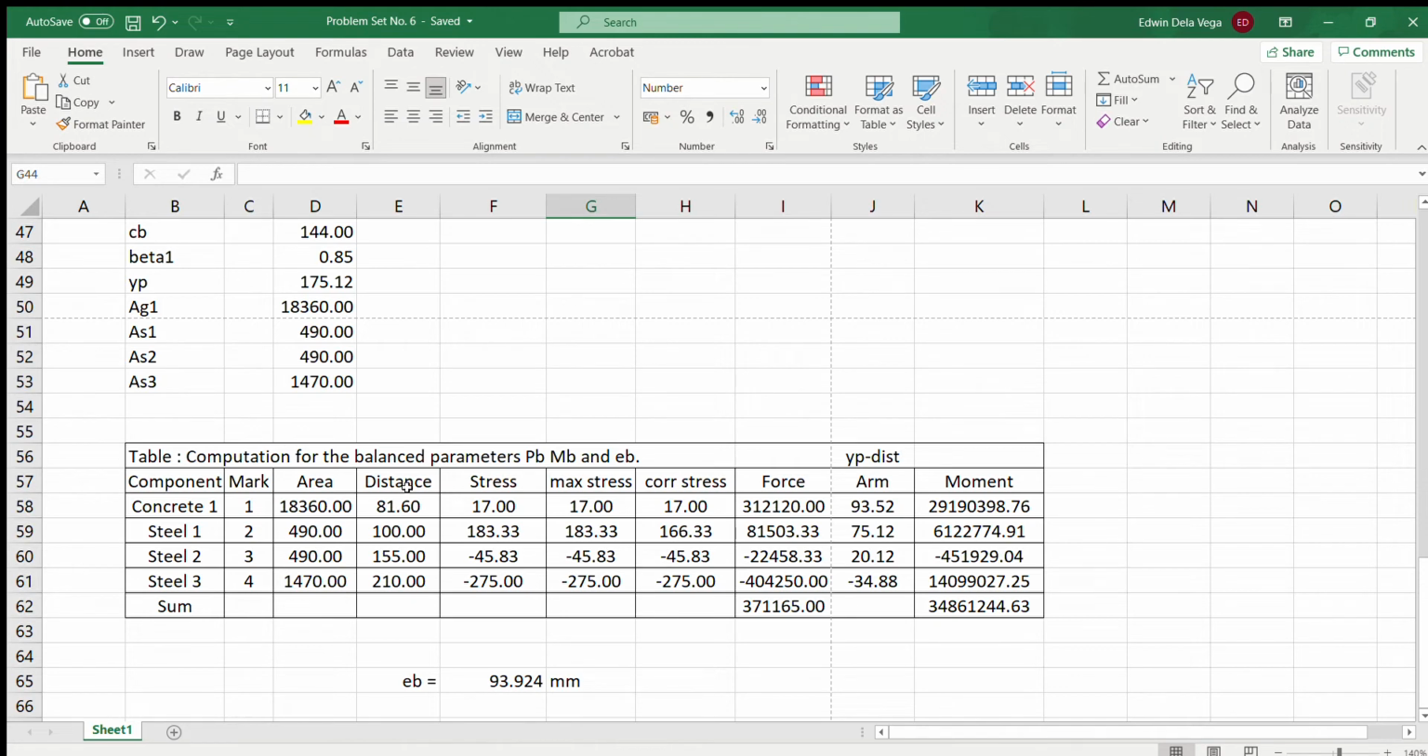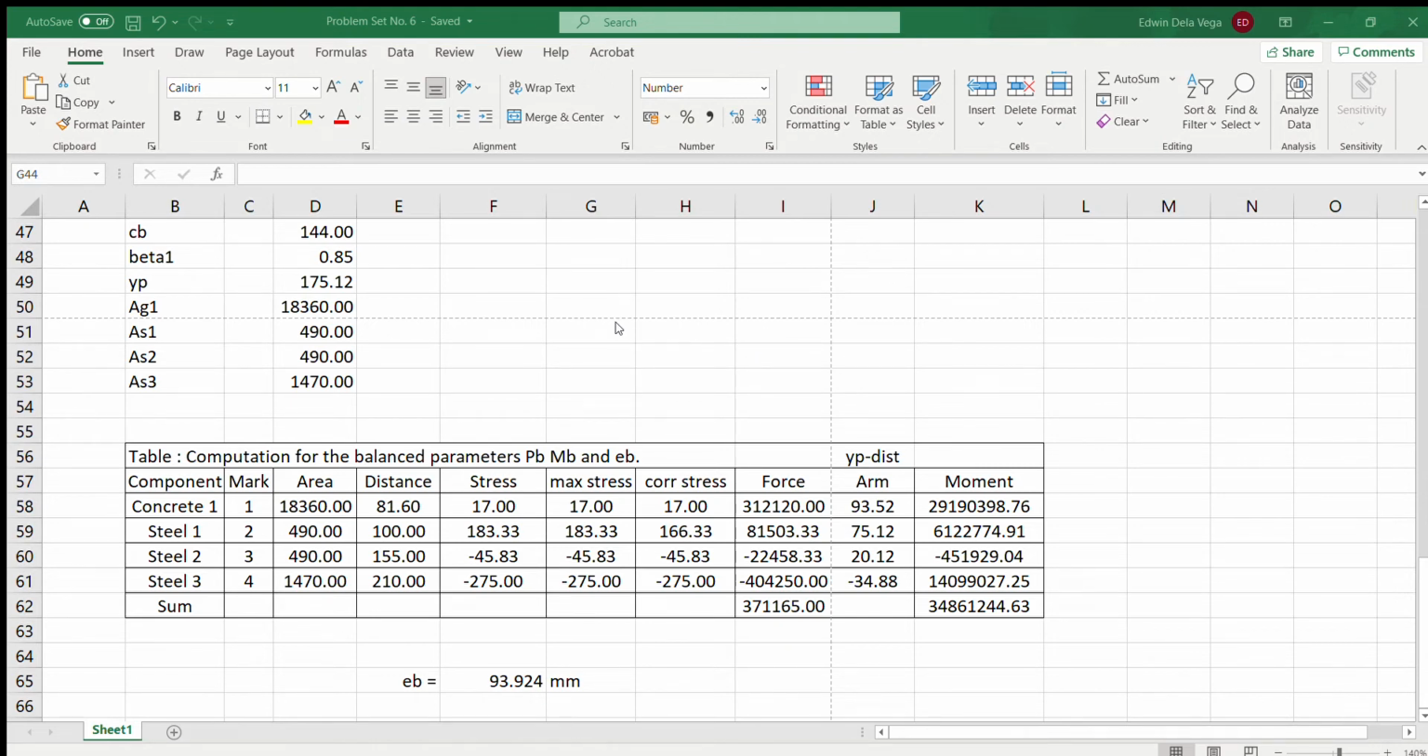So I'm talking now of this table here. So this refers to the distance always from the compression fiber, the extreme compression fiber, up to the centroid of the element or the component. Okay, so up to the centroid, the CG of the element, whether it's a concrete element or a steel element, you just get that. So these are the distances.